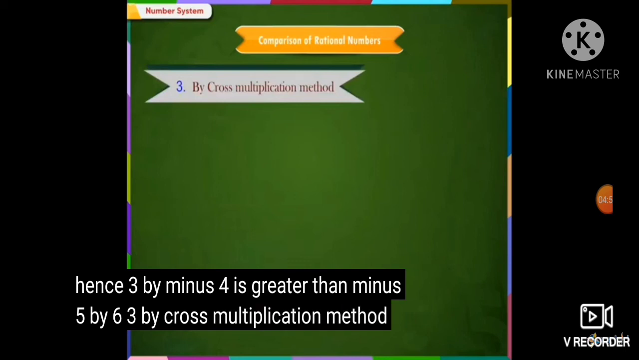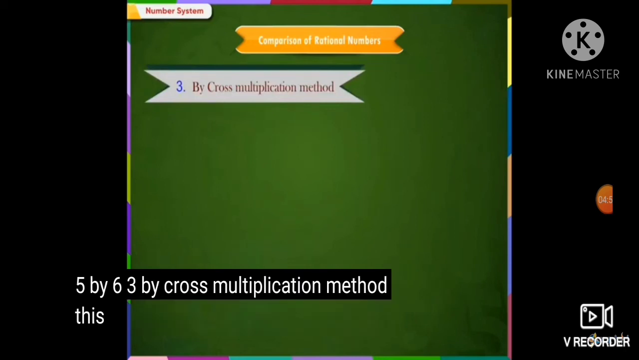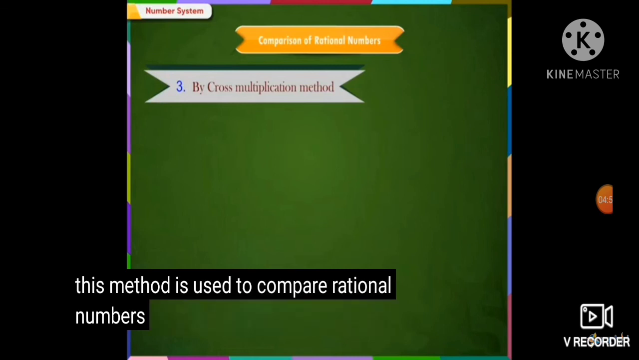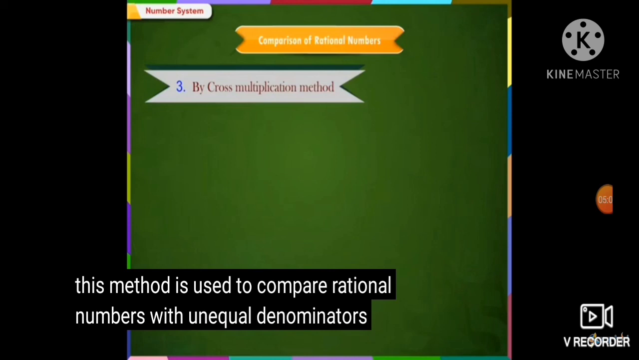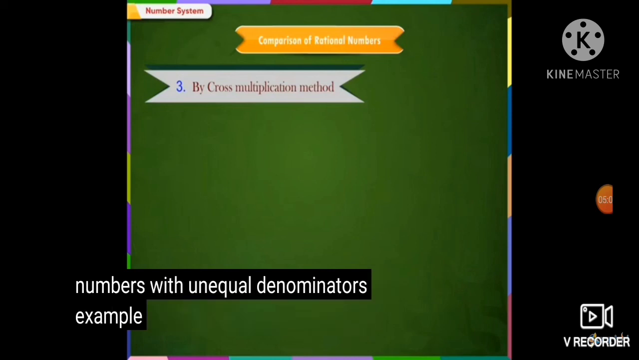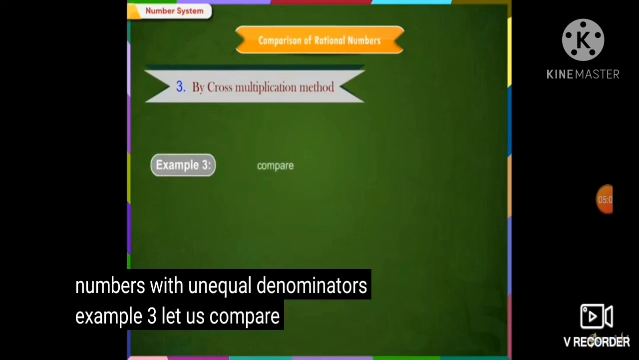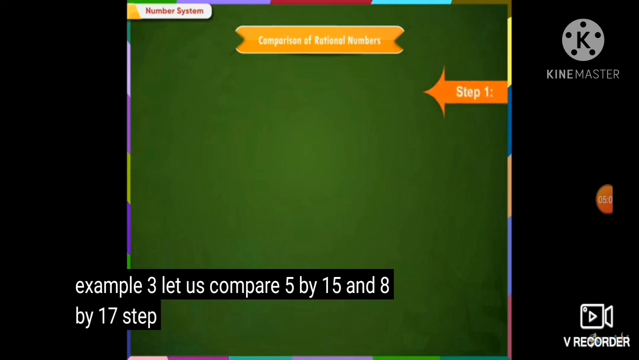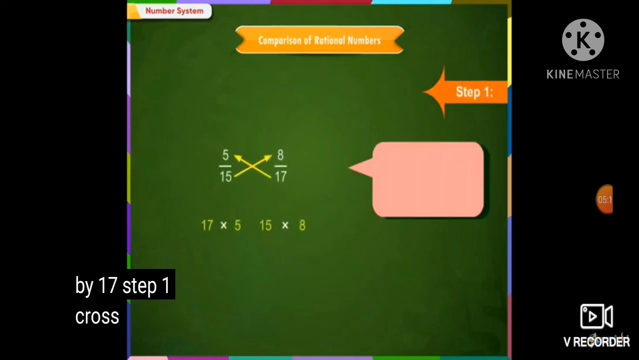Next one is the cross multiplication method. Let us take some examples for it. It is used to compare rational numbers with unequal denominators. This is also one of the methods. The first one is to compare 5 by 15 and 8 by 17.